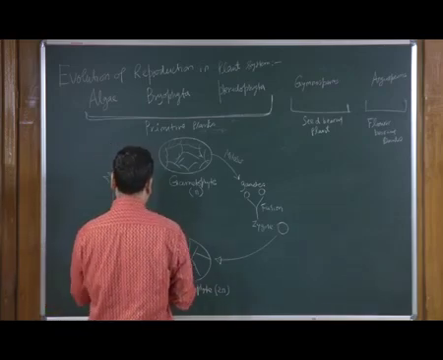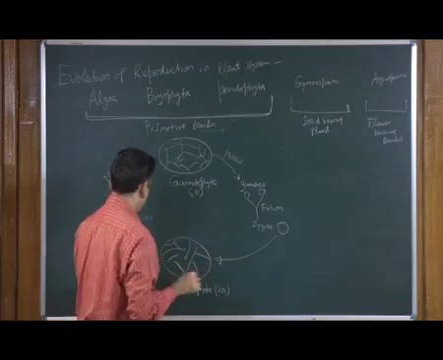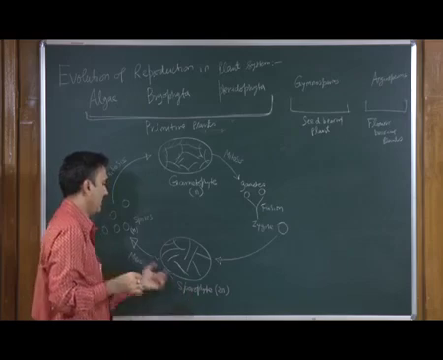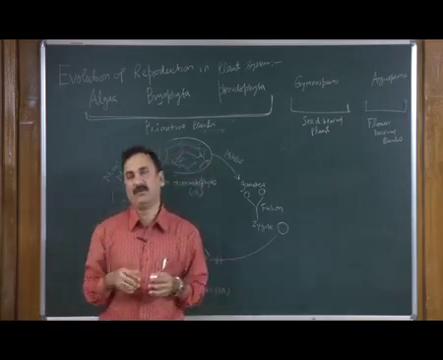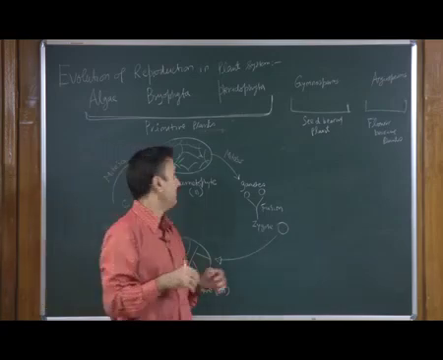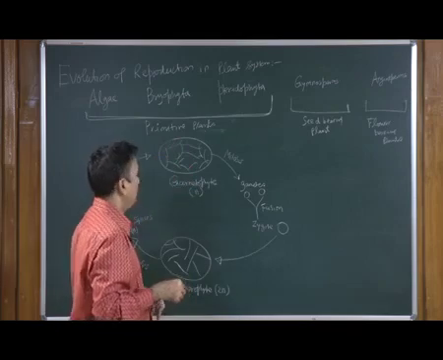So, they are haploids. As soon as there will be a meiosis in the sporophyte, it will go for the spore formation, and the spores are haploid in nature, and they will grow by a mitotic division to give you the haploid gametophyte.